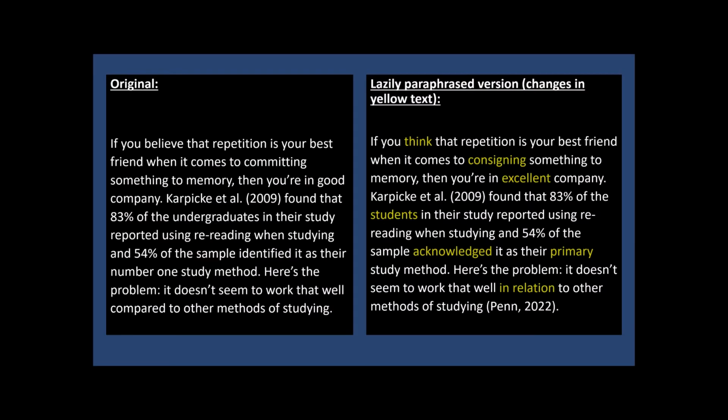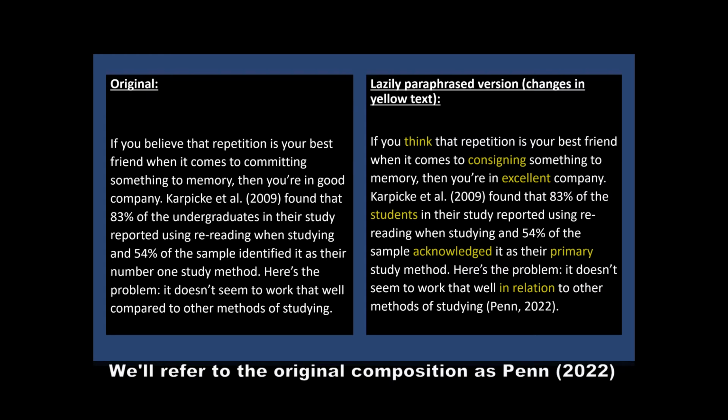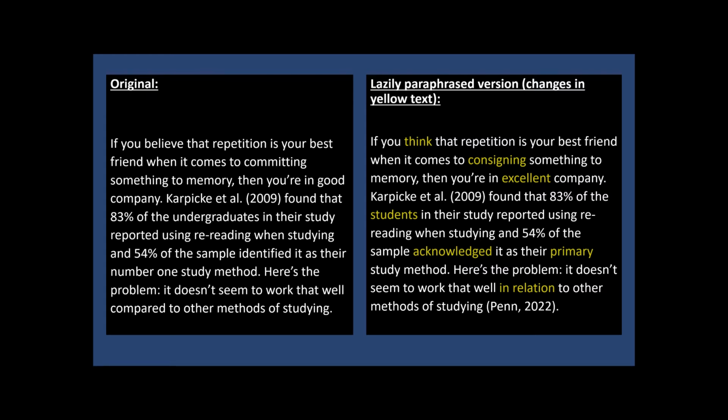So there are currently two short passages of text that appear on screen. The passage on the left-hand side of the screen is the original composition, and the passage on the right-hand side of the screen is a lazily paraphrased version of that composition, with the bits that have been changed highlighted in yellow font. You might want to pause the video at this point so you have time to read both passages of text, and press play when you're ready to continue.